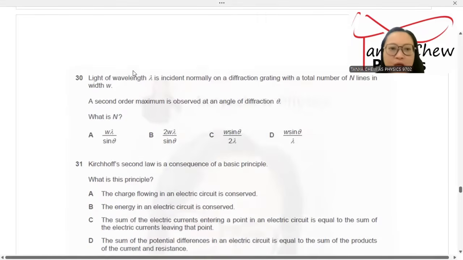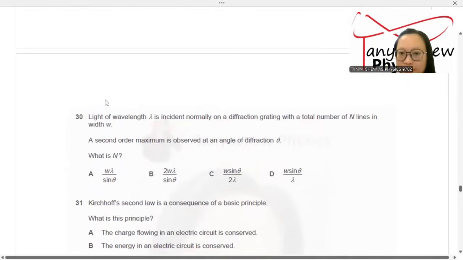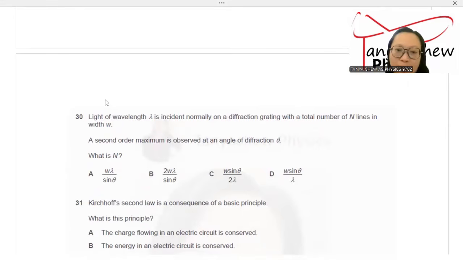Now, number 30, light of wavelength lambda is incident normally on the diffraction grating with a total number of N lines in width W. A second order maximum is observed at an angle of diffraction theta. What is N? Now, when this is about diffraction grating, just write down the equation of a diffraction grating, which is d sin theta, this is the second order, 2, is equal to 2 lambda. But the d, right? Grating spacing is not being given.